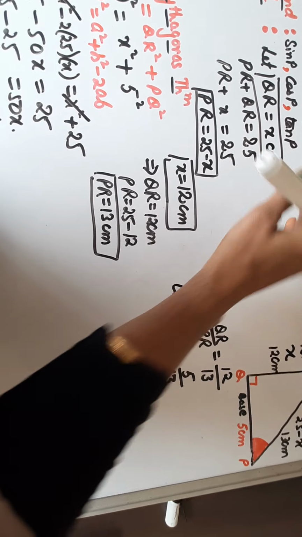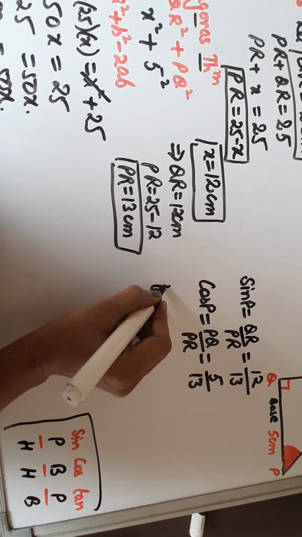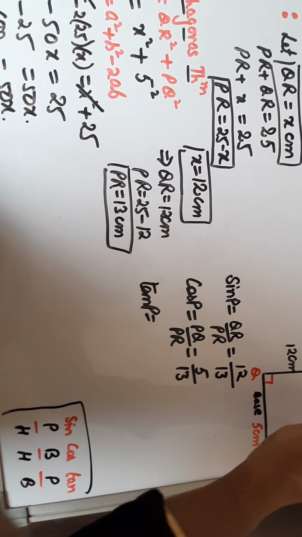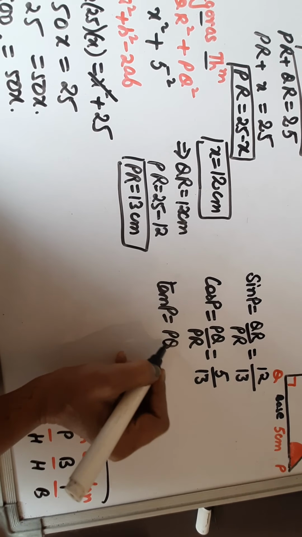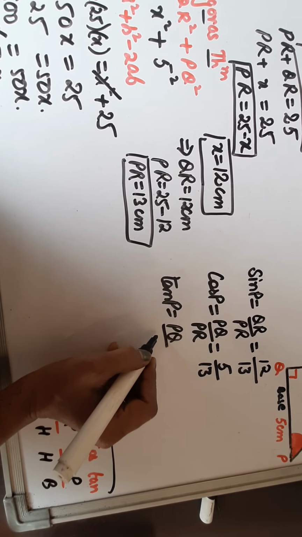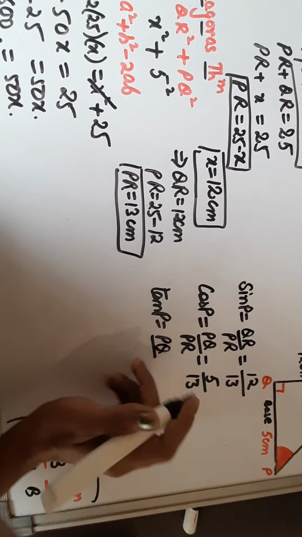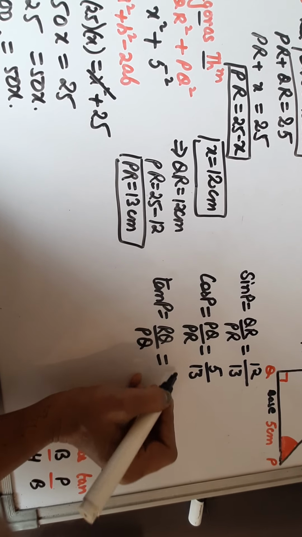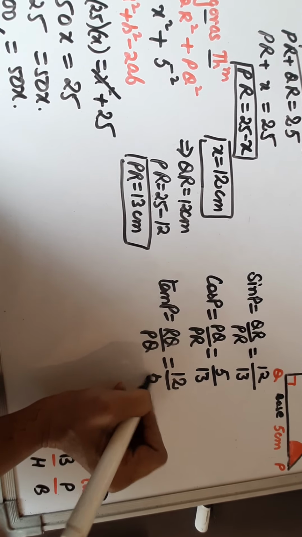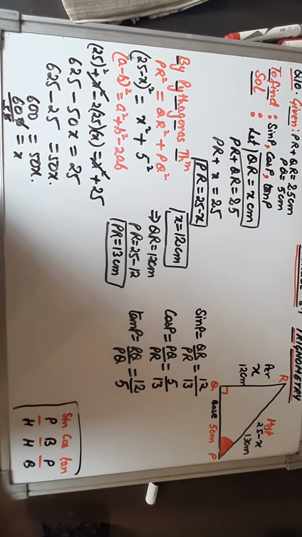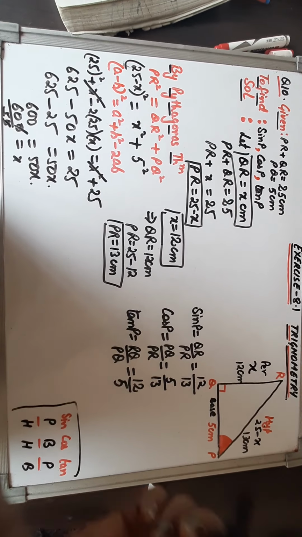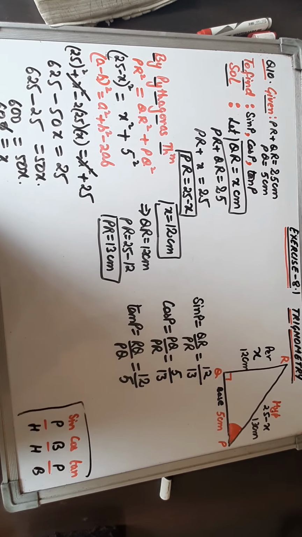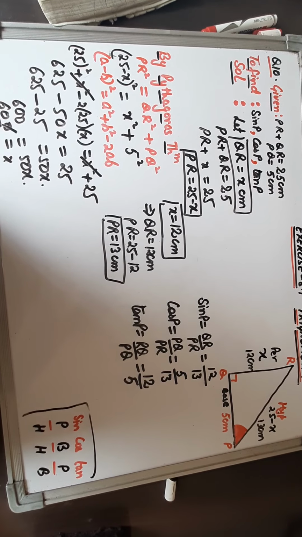Now third to be find out part is tan P, which is equal to perpendicular by base. So perpendicular is RQ divided by base is PQ. So we'll have 12 by 5. So in this way you will be able to find out all the trigonometric ratios. Now let's do question number 11.